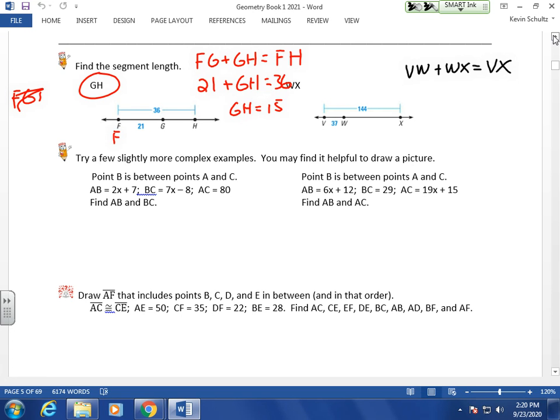VW, plugging in values here, is 37. WX is what we're trying to find. VX is 144. And again, we've created a rather simple algebra equation for us to solve. Ellen, you waited so patiently. What is the value of WX? 144 minus 37. Which is? 107. 107 equals WX, or WX equals 107. Okay.